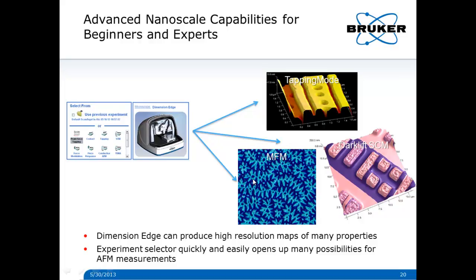You can also do MFM, and this is a nickel alloy, and you can see the structure of the magnetic domains within the nickel alloy through MFM. So there's all kinds of different possibilities of other high-resolution measurements that can be done, and this experiment selector makes it quick and easy to open up the possibilities for doing these types of AFM measurements. However, PeakForce tapping makes it even easier.